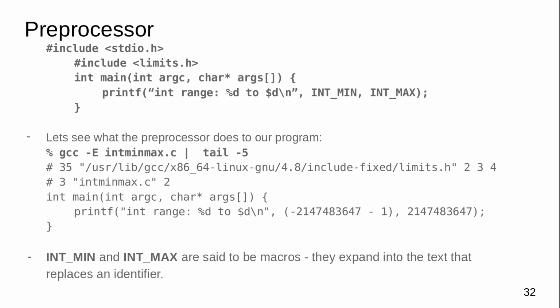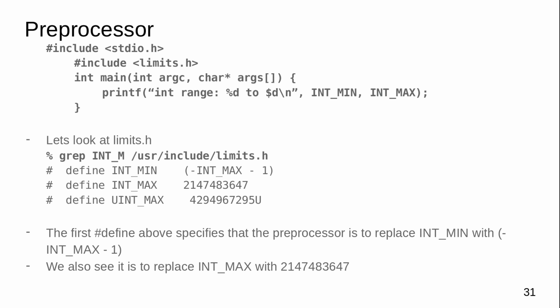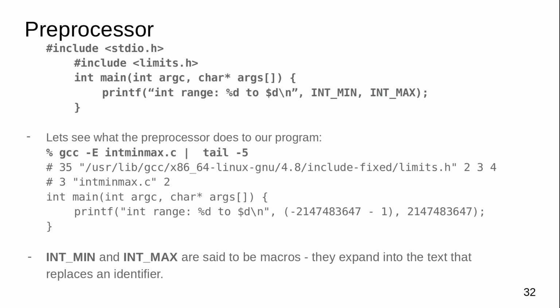Notice, if you remember, int min has int max in it, right? So when the preprocessor is running through the program to substitute things in, if it substitutes int min here, it will then have to substitute int max, right? So there might have to be multiple passes over the file to make sure everything's been substituted in correctly.